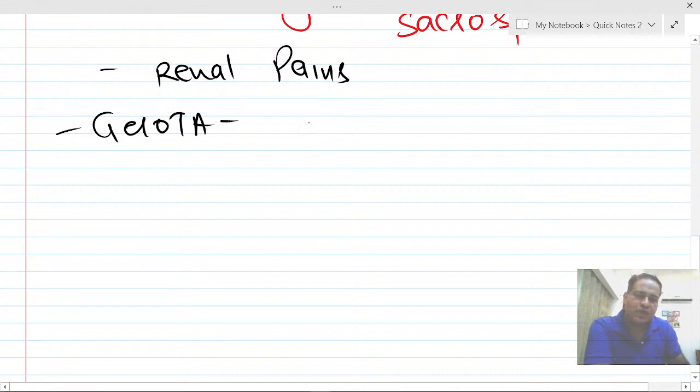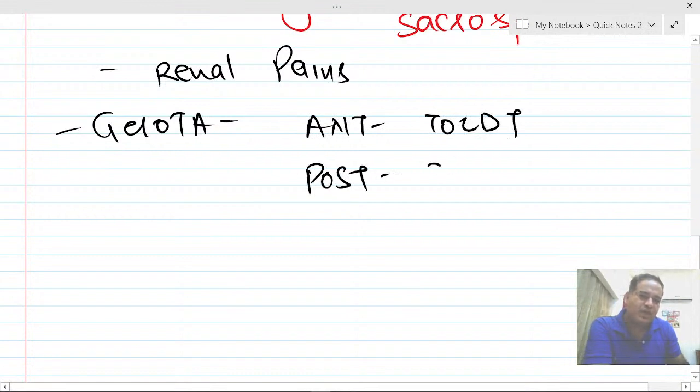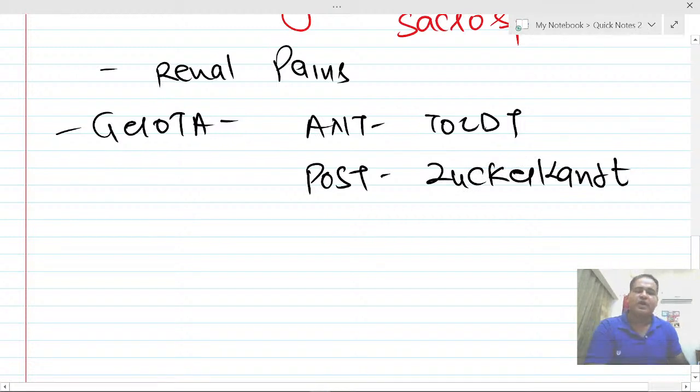So, anteriorly, this is called the fascia of Toldt, and posteriorly, this is called the fascia of Zuckerkandl. Fine. This may be important in anatomy, but certainly not important in surgery as far as the FMG exam is concerned.